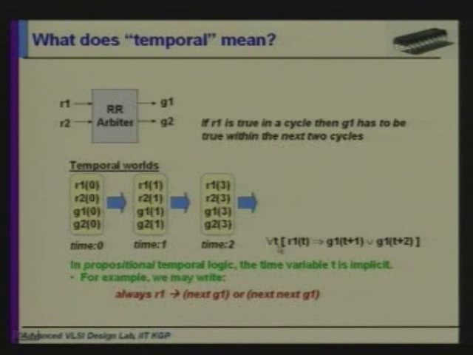Now we can write the formula mathematically: for all time instances t, R1 at time t implies G1 at time t plus 1 or G1 at time t plus 2. This for all t part, this is the only variable that is used in temporal logic. Since t is the only one, it is taken as an implicit time variable. So we don't always write for all t. We simply write always R1 implies next G1 or next next G1. Here next means the value at the next cycle.